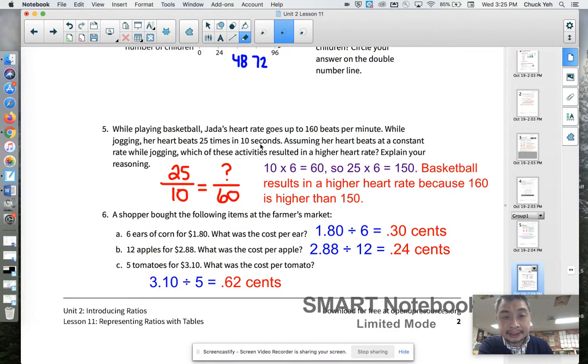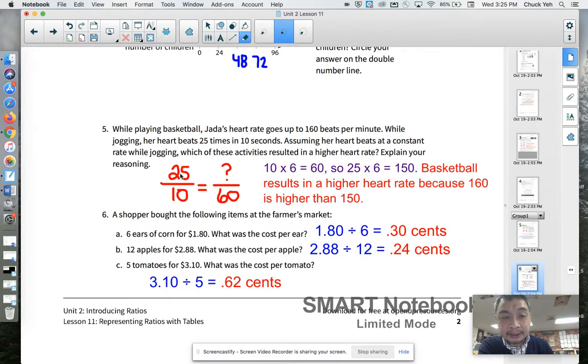How many 10-second intervals are there in a minute? There's 6, right? Because 10 times 6 is 60. There's 60 seconds in a minute. So then if there's 6, you have to multiply 25 times 6. So that's 150. So of course basketball results in a higher rate because 160 is higher than 150. So you can do it like that.